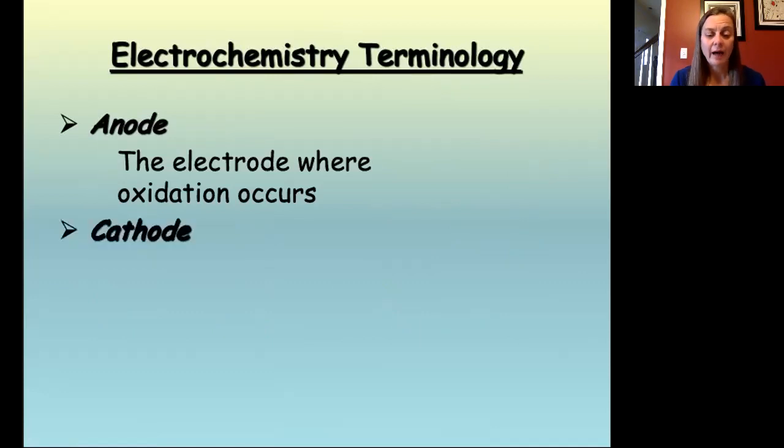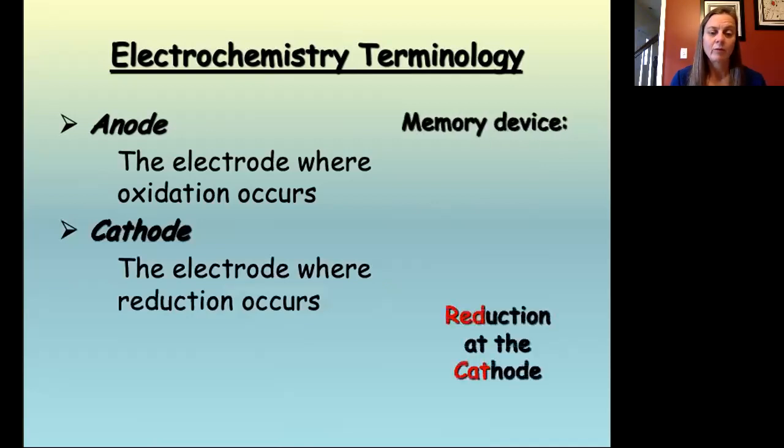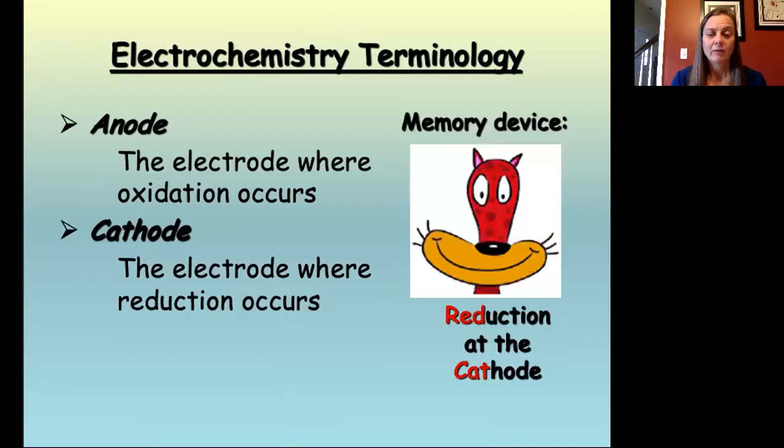And of course, we have a cathode, and the cathode is the electrode where reduction occurs. And so we can remember that we have a red cat, and reduction always happens at the cathode. So far we have our two half cells. Each half cell contains a solution and an electrode.